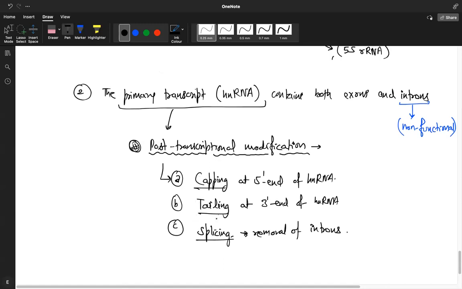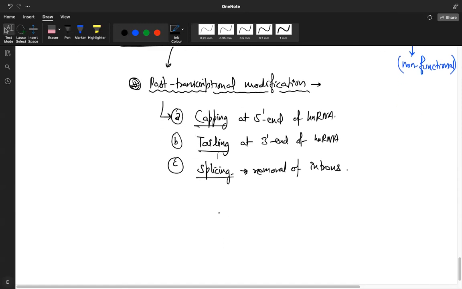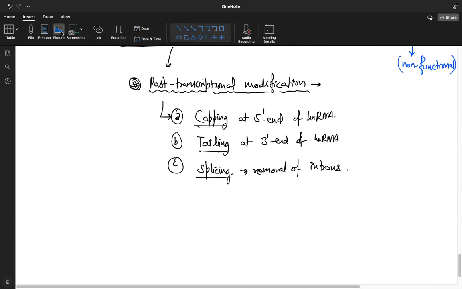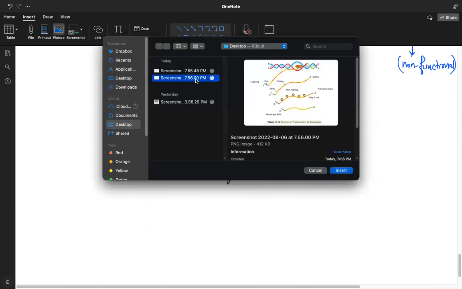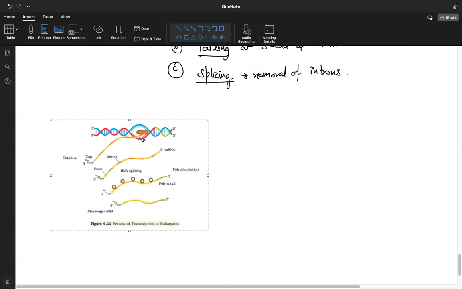Now, please come to page number 110 of your NCERT. You can see a figure, right? Which I'm trying to put here. Yes, this figure. Can you see this figure?